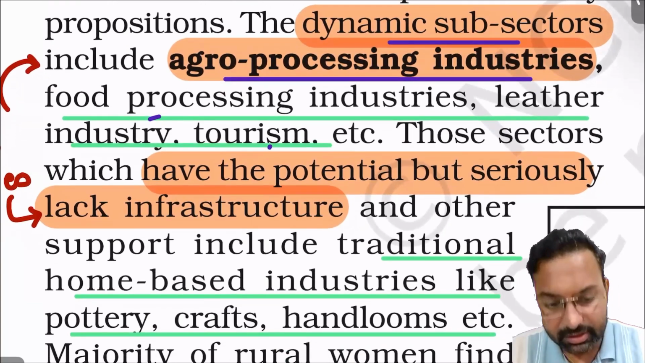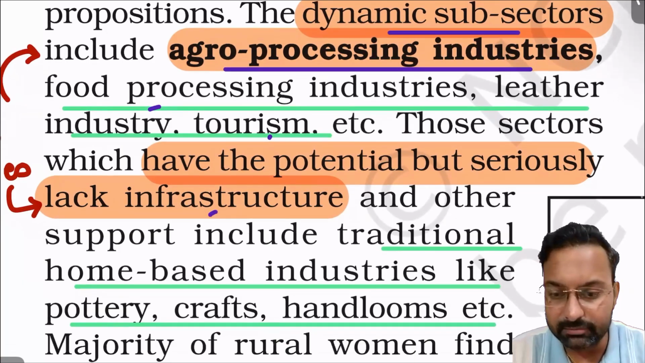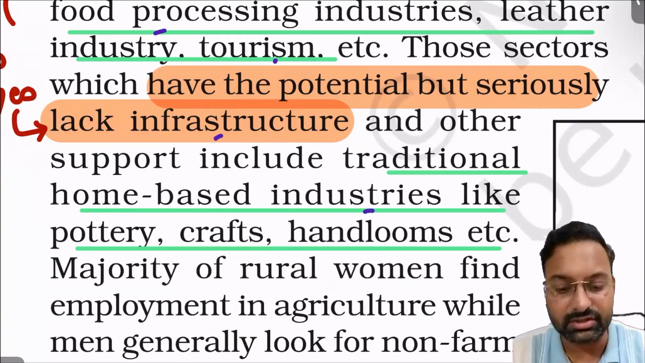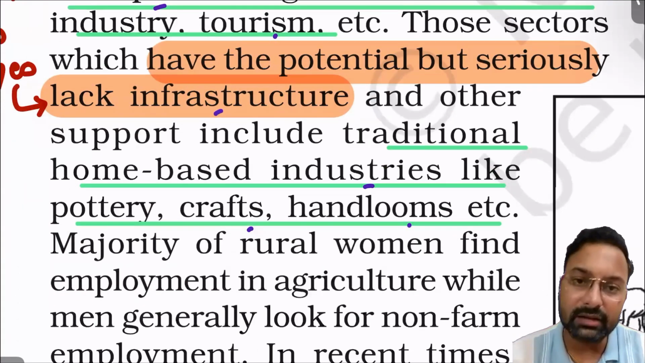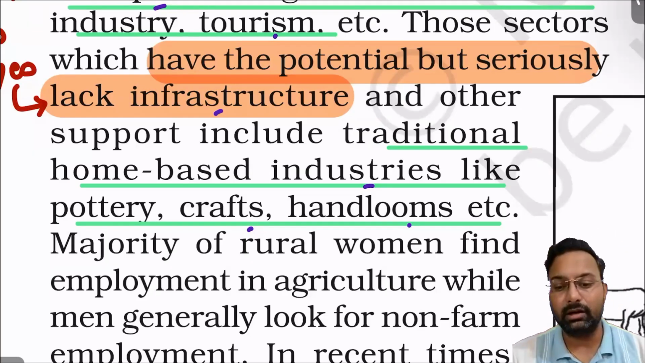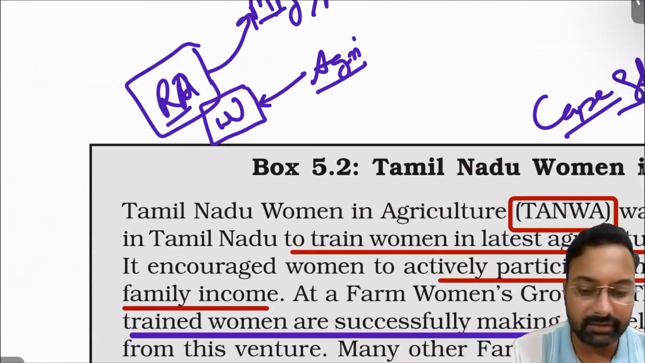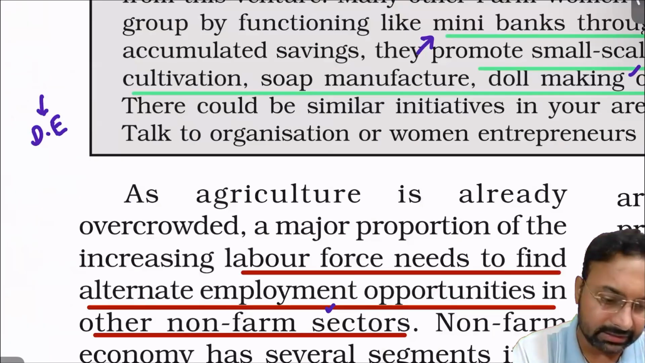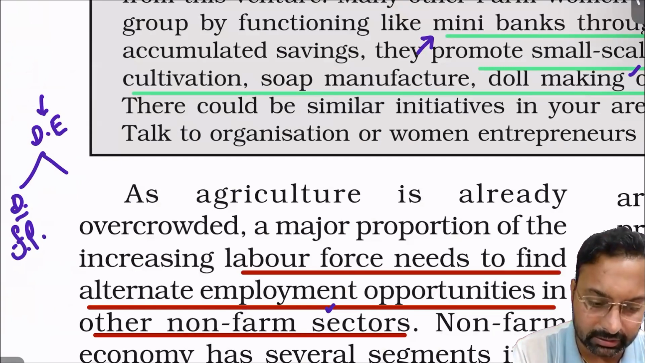Now, other sectors are also there which have potential but seriously lack infrastructure. There may be other things. What are those? They may be traditional home-based industries like pottery, crafts and handlooms, etc. Those are the traditional ones, right? So in order to diversify the employment, let me create a type of mind map for you. In order to diversify the employment in the rural areas, we can go for these dynamic sectors, food processing and other things, and we can also go for traditional ones, right?